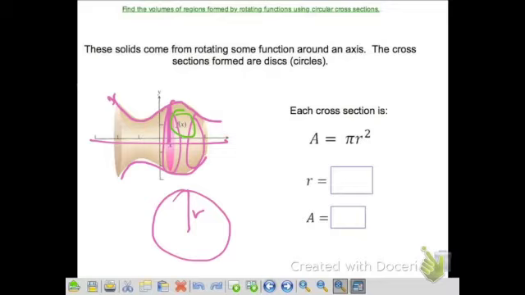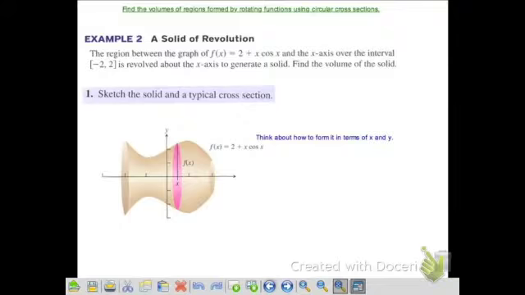So in this problem here, our radius is simply f of x, and the area of a cross-section, being a circle, is pi r squared, or pi f of x squared. So if we have a formula for the curve, in this case 2 plus x cosine of x, and we think about those cross sections as being circles, and we are given limits of integration, in this case going from -2 to 2, we can find the volume.